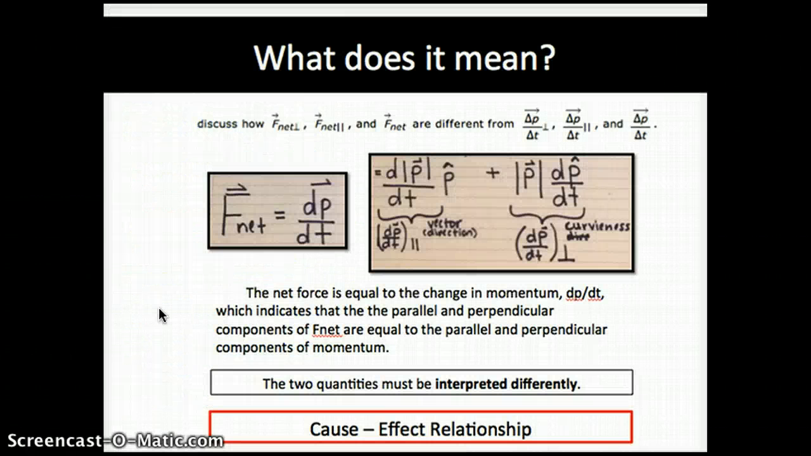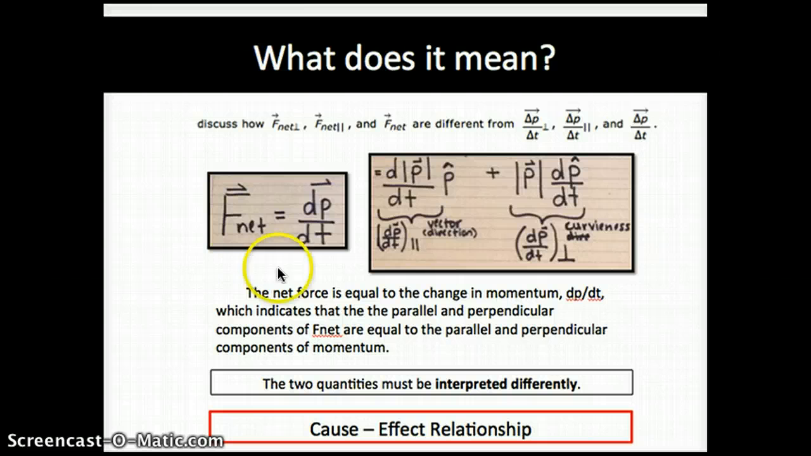Okay, now on to the discussion questions. We know that F net is equal to dp dt, which also means the parallel and perpendicular components of F net are also equal to the parallel and perpendicular components of the momentum. Essentially, F net, this force, is what causes the momentum. And so although these two quantities might be the same, they must be interpreted differently. It's more like a cause-effect relationship.